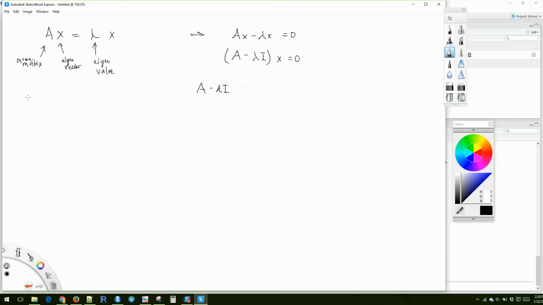For A minus lambda I, A we'll say is 1, 0.8, 0.8, and 1. So A minus lambda I would then be 1 minus lambda, 0.8, 0.8, and 1 minus lambda. And to invert this so we can solve for it, we can find the determinant of this. And what will that give us?